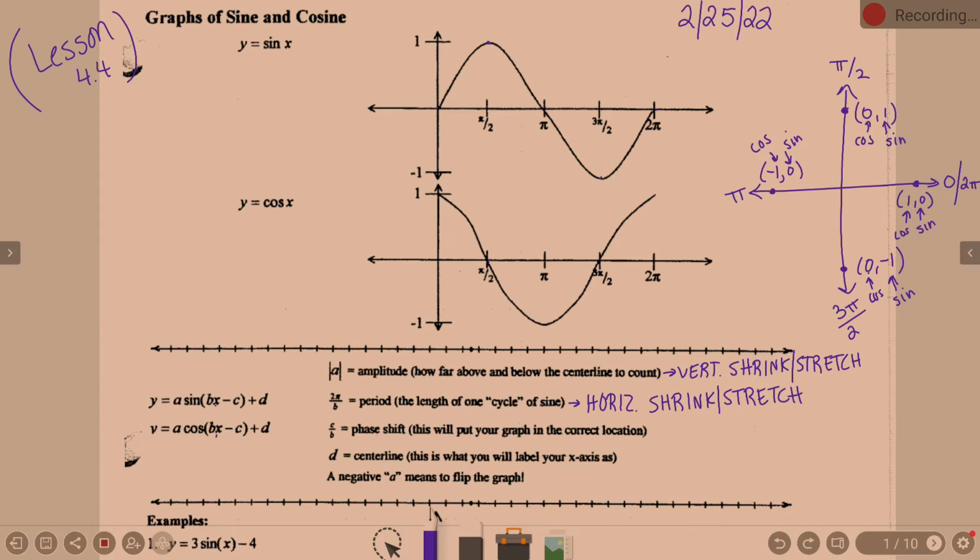C over b is listed as your phase shift. This will put your graph in the correct location. Notice c over b are the pieces inside the parentheses with the x, yes? And so that c over b is going to be your horizontal translation. Okay, how far we're going to go left or right. So again, just trying to relate it a little bit to last year. But that is your horizontal translation.